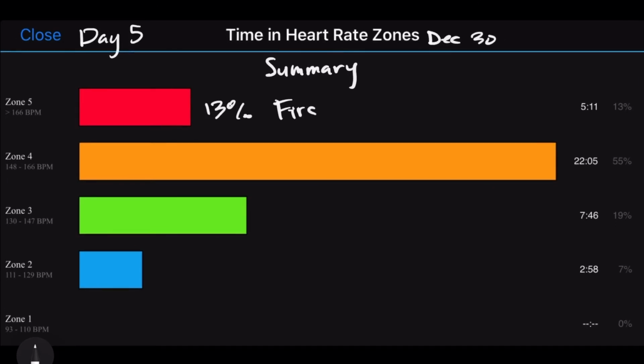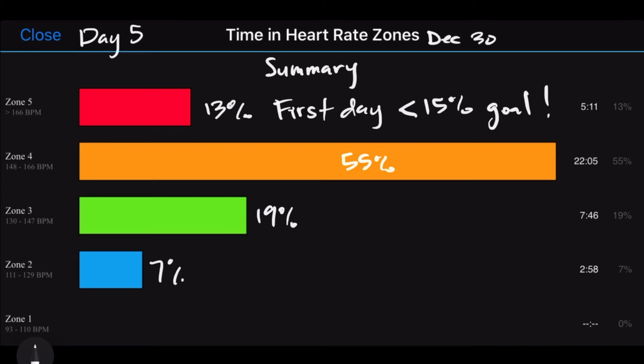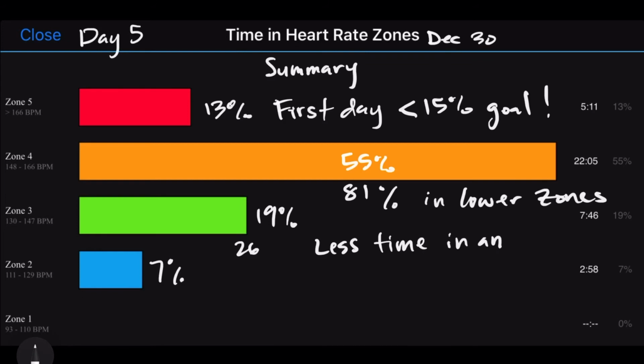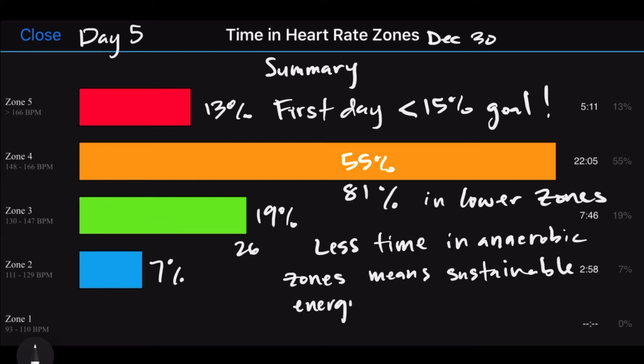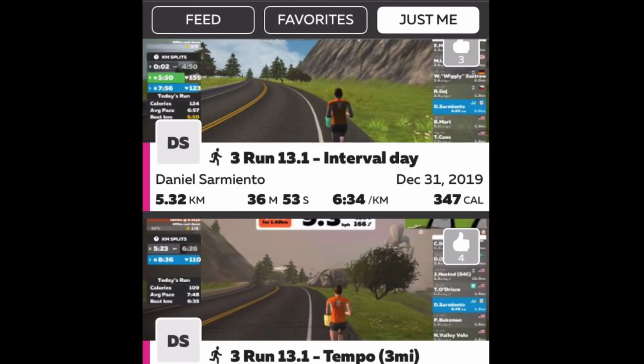In the summary, I finally reached my goal of having less than 15% of my workout moving time in zone 5. I spent more time in zones 2 and 3, meaning that I was more patient during my run and starting off my run. And what this meant overall was that I was starting to develop this habit for a sustainable cardio, and I could have a strong run even the next day.